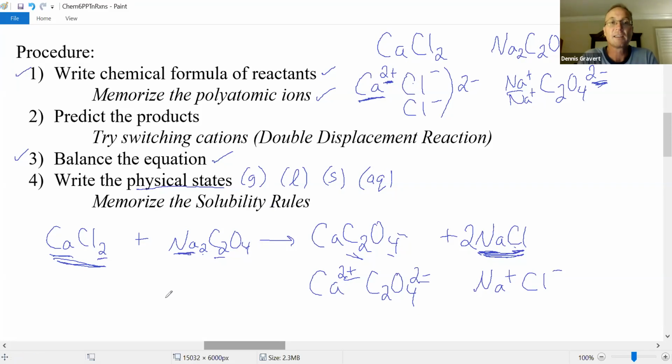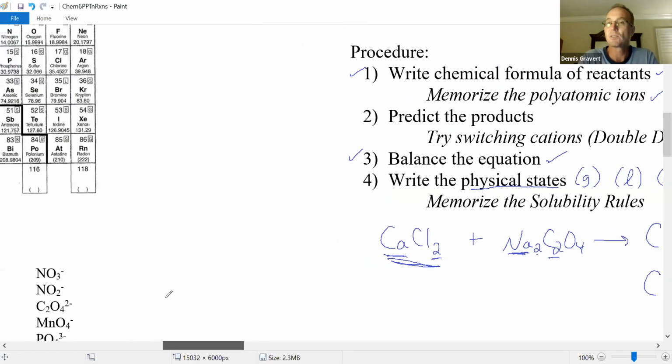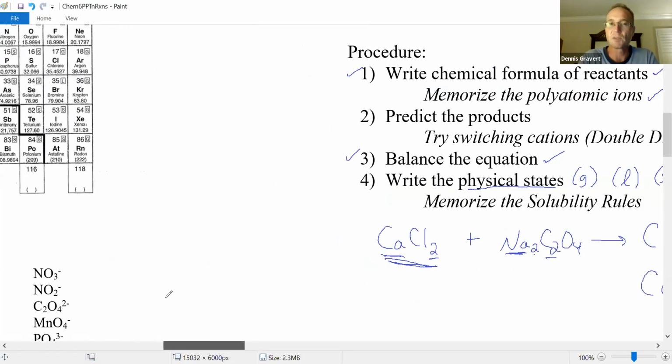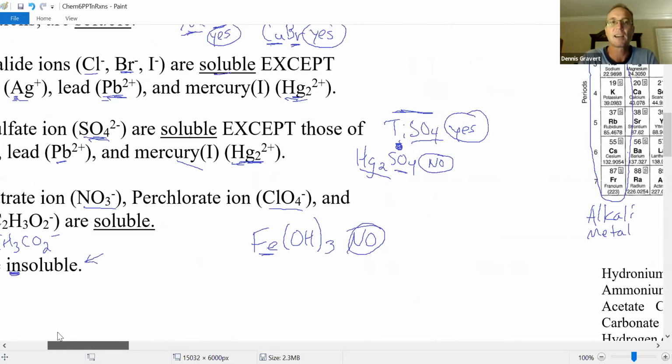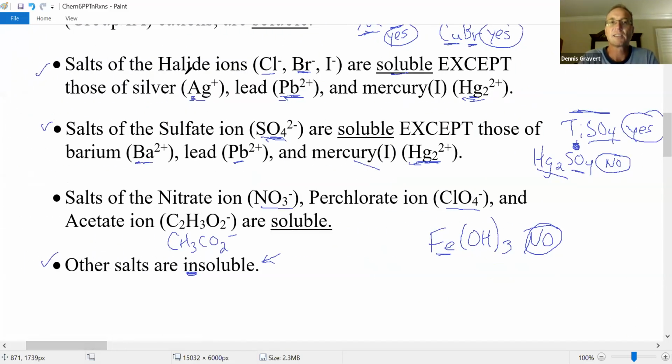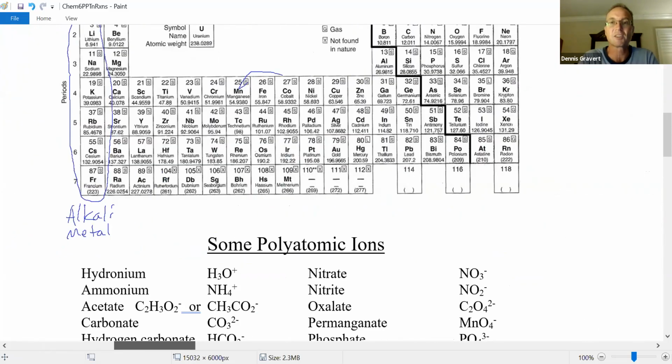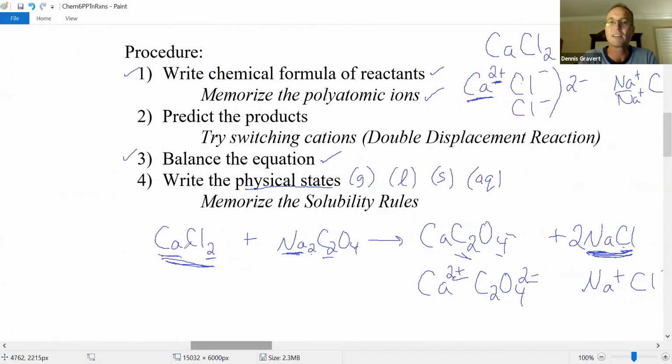Calcium chloride, well, we just went over solubility rules. Chloride was one of our second guidelines here. Salts of the halides, chloride should be soluble, except for silver, lead, or mercury. No, this is calcium. This is soluble. And if it's soluble, the physical state is aqueous.